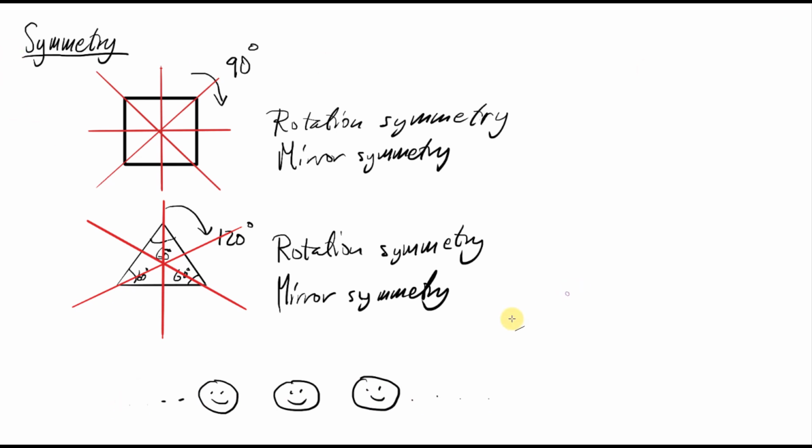And the translation symmetry will be with vectors going between two corresponding points of these two faces. For example, between the centers of the two faces. And you can also take vectors between two faces. So here it has translation symmetry with these vectors.